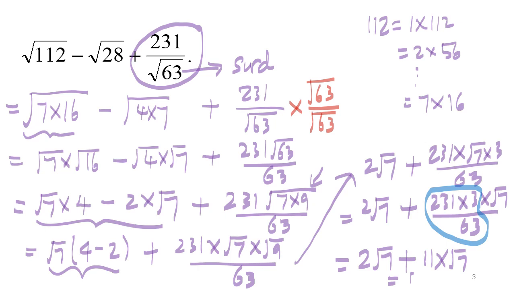And then square root 7 is a common term. You can extract it out. So that will give you 2 plus 11, and 2 plus 11 will be 13. So that will give you 13 square root 7.